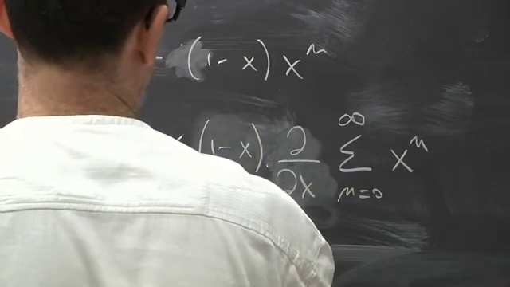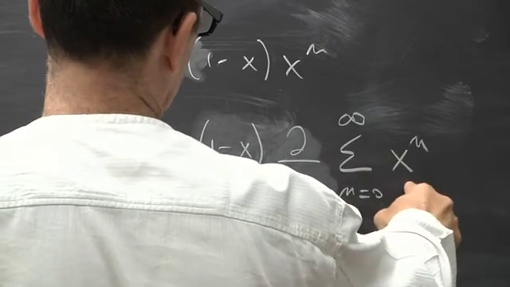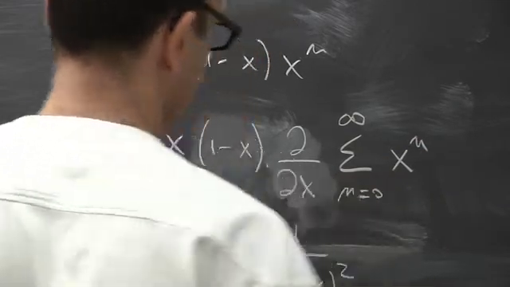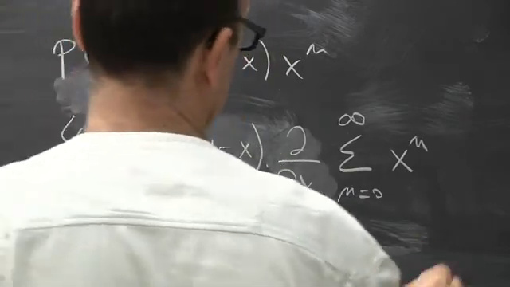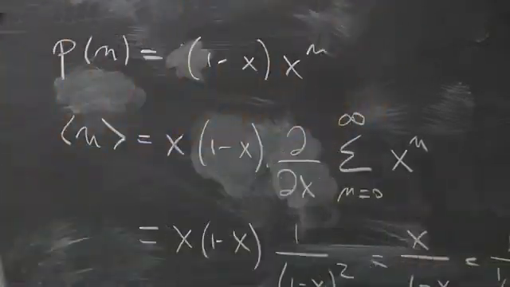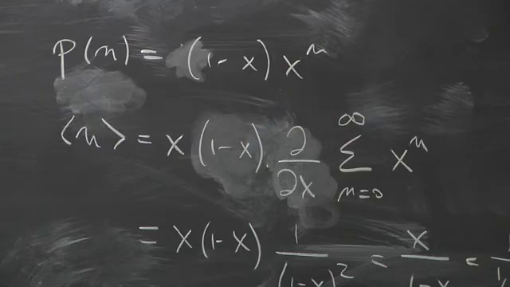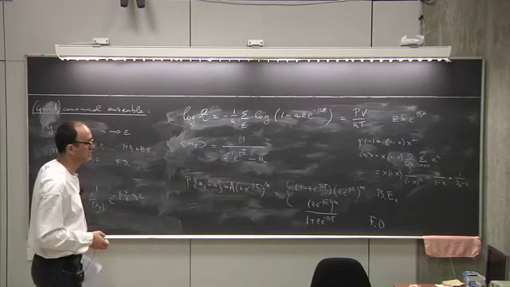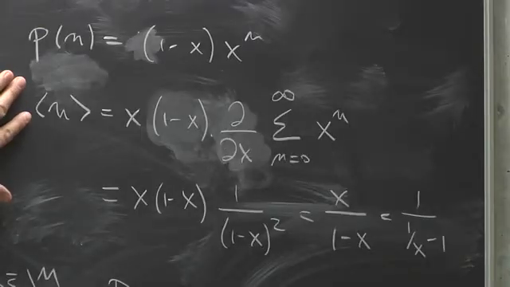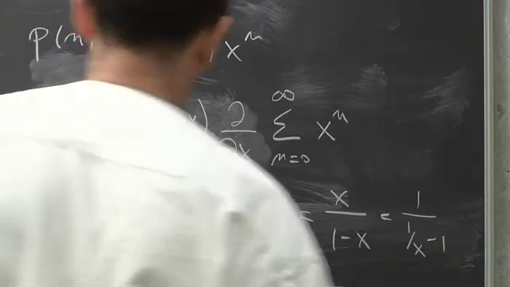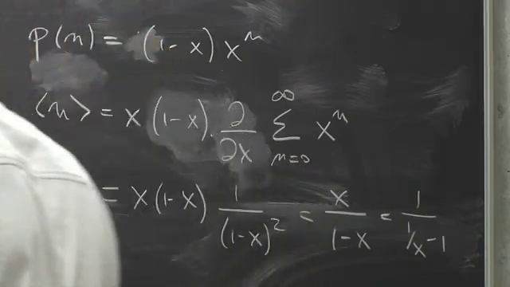And then this is x, 1 minus x times the derivative of this, which is 1 over 1 minus x squared. So this is x divided by 1 minus x. This is 1 over 1 over x minus 1. And with x equal to z e to the minus beta epsilon, you get exactly this. So this is the usual trick that we have used already several times. Very good. So now we can discuss what are quantum effects.